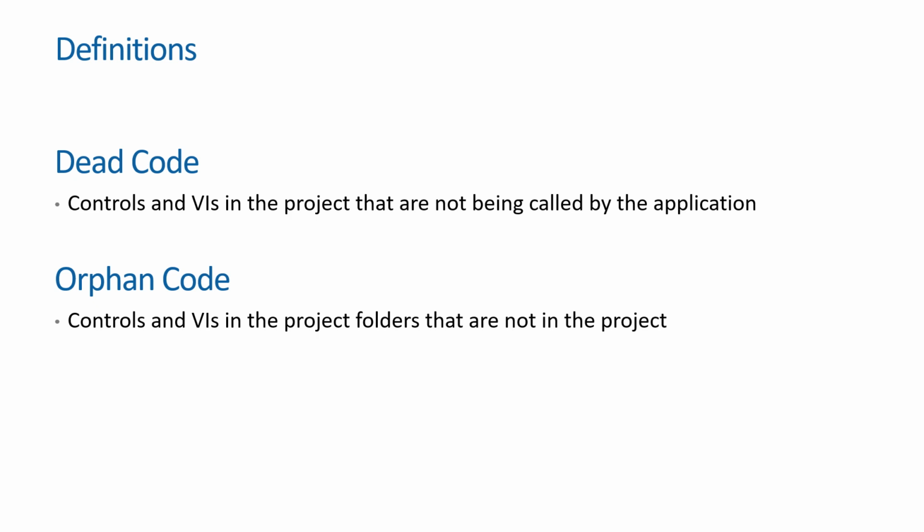Dead code includes controls and VIs in the project that are not being called by the application. Orphan code includes controls and VIs that are in the project folders but not in the project.